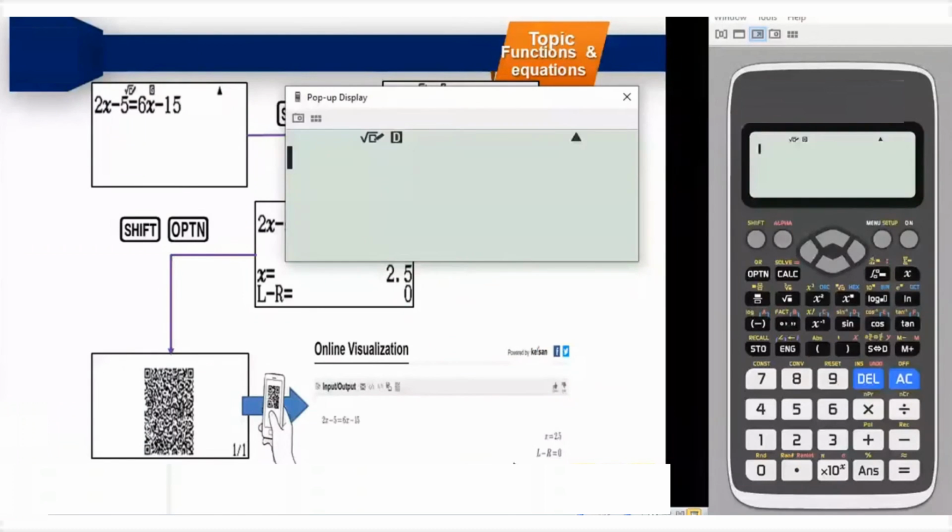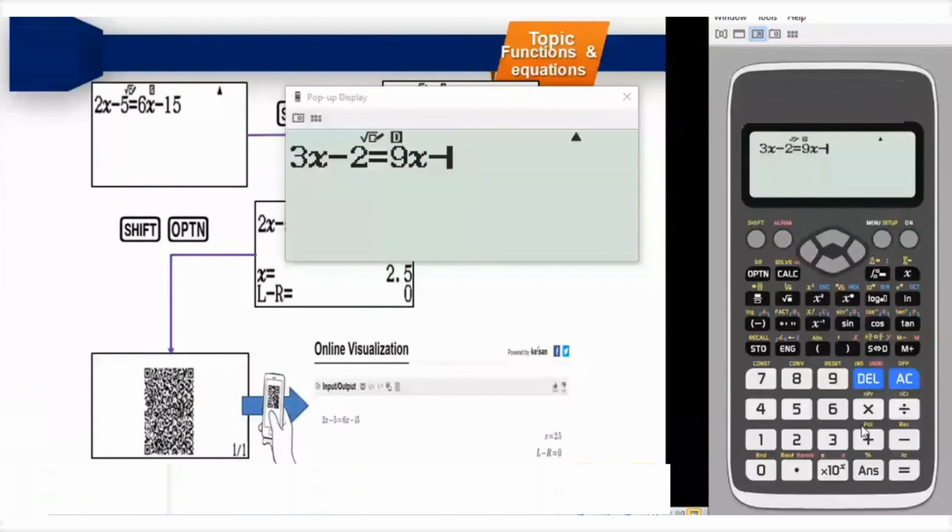All right, let's say there was an equation 3x minus 2, shift and equals to alpha and equals to 9x minus 6.